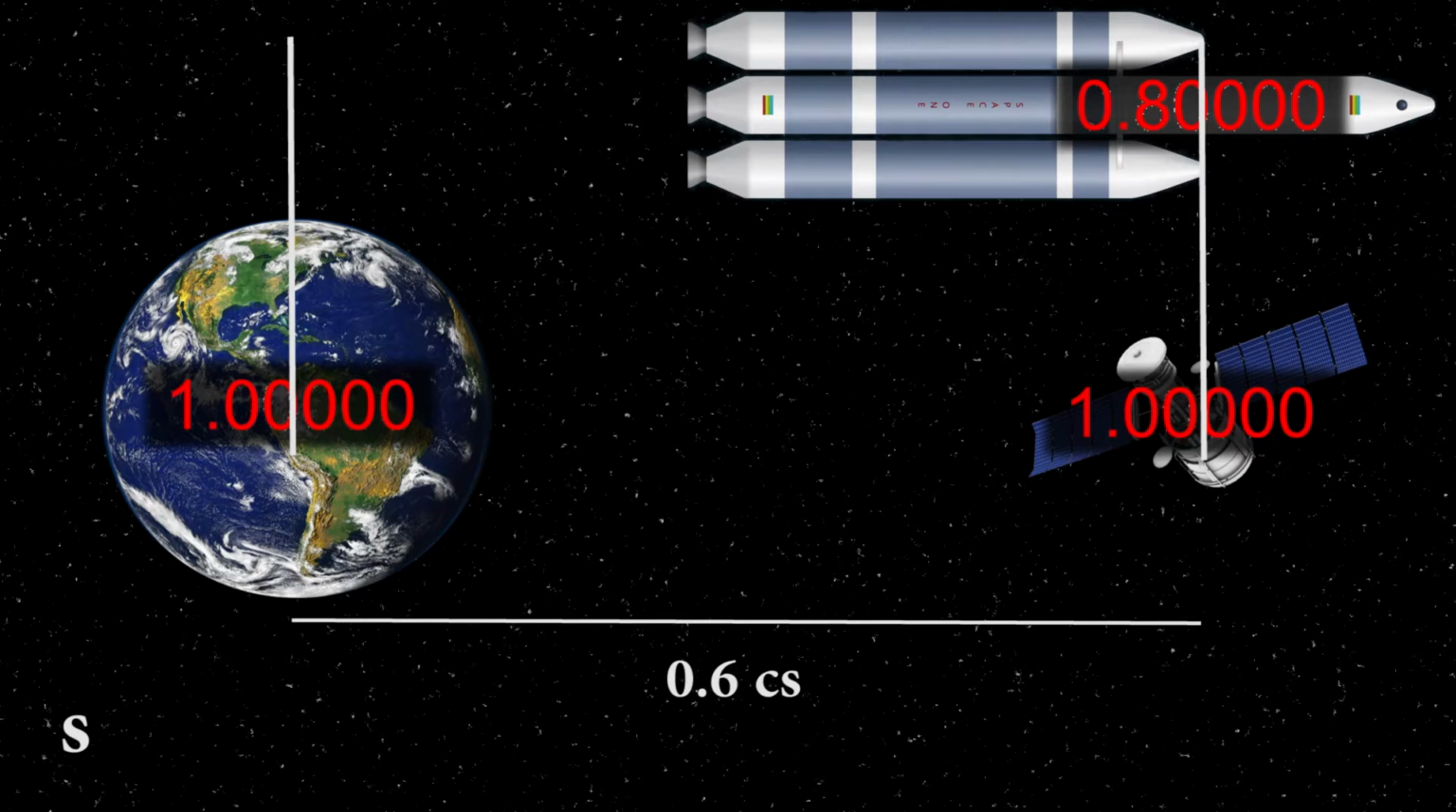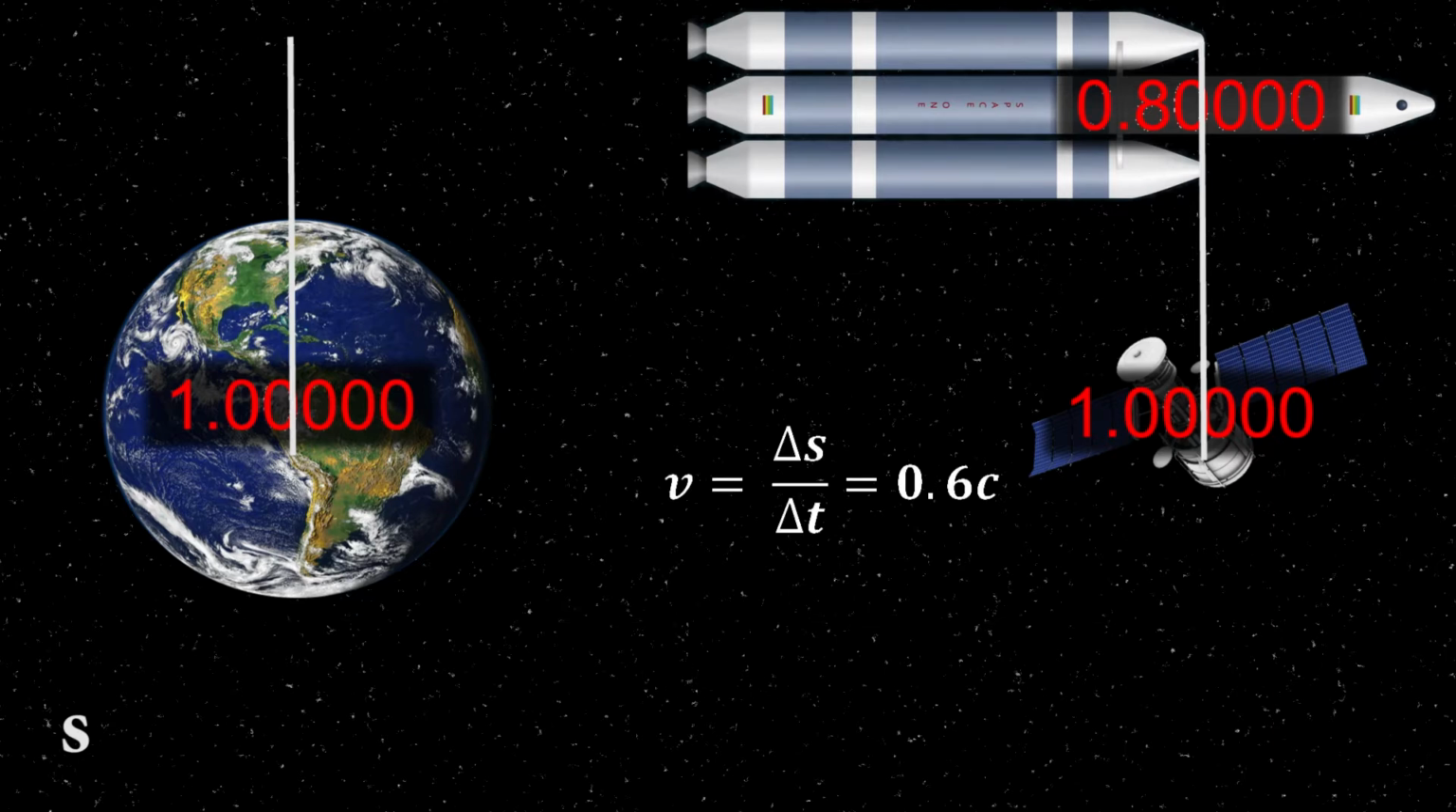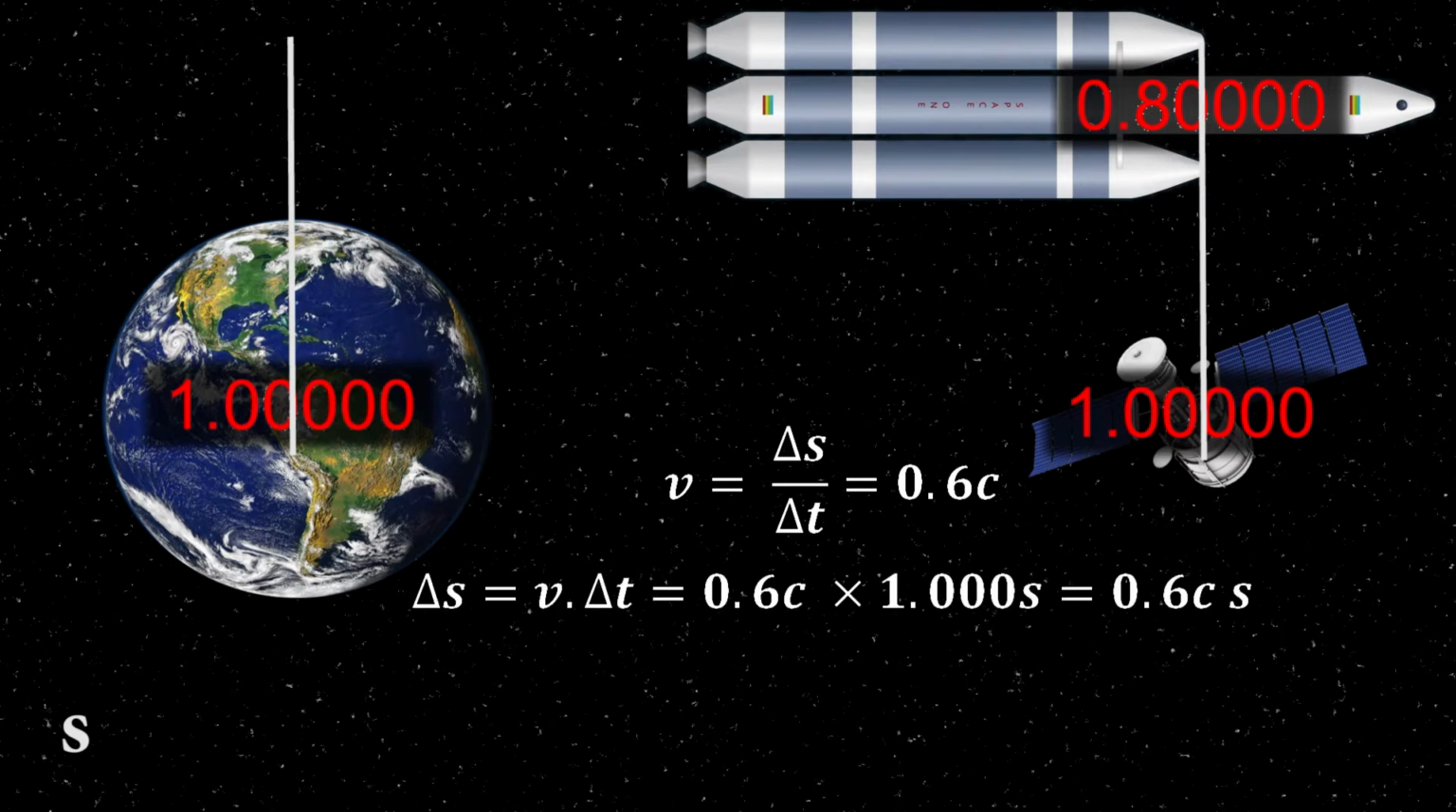If we consider this algebraically, we can say that the speed v equals distance traveled divided by the time it has taken. This should be 0.6c. Rewrite the equation to get the distance traveled. In other words, multiplying speed 0.6c by the elapsed time of 1 second will yield 0.6 light seconds.